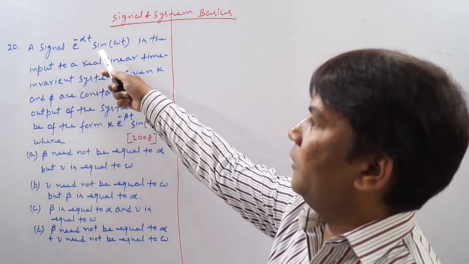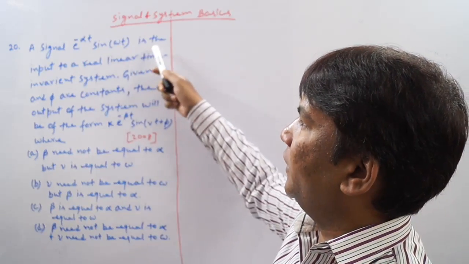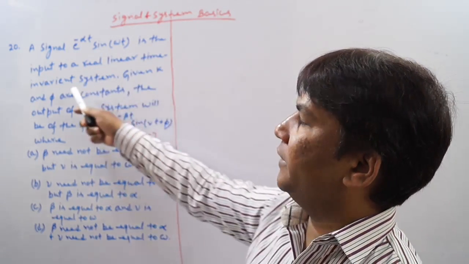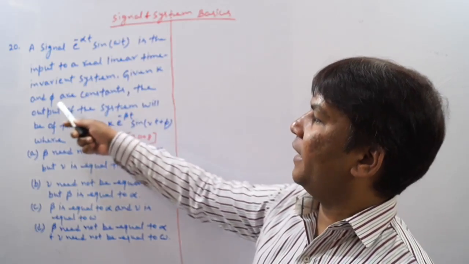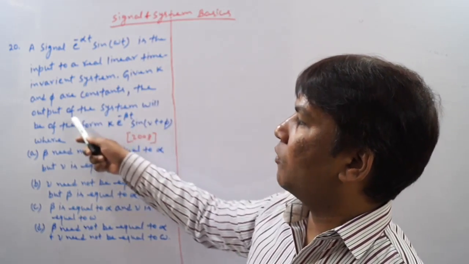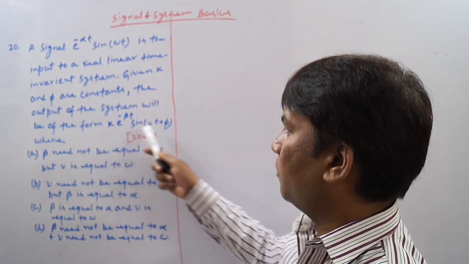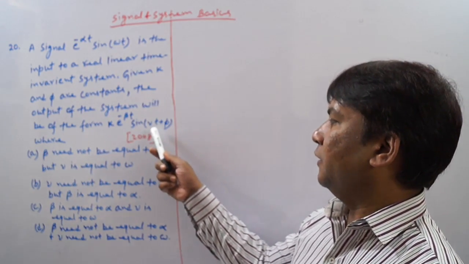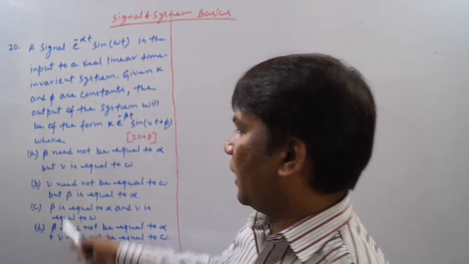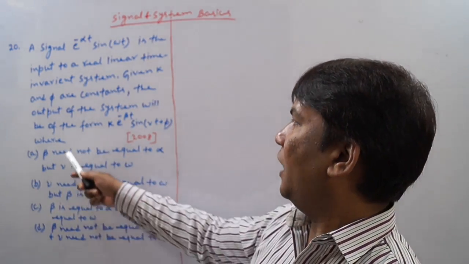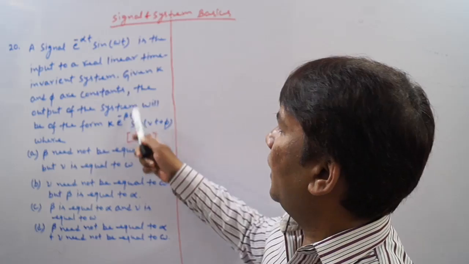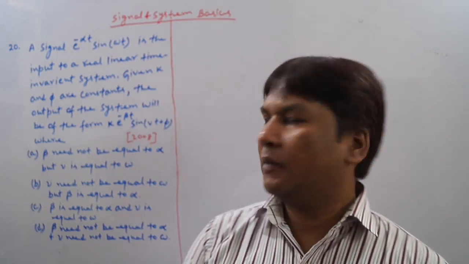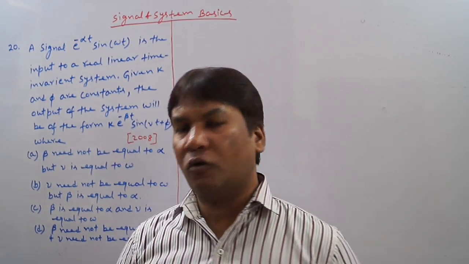A signal e to the power minus alpha t sin omega t is the input to a real linear time invariant system. Given K and phi are constants, the output of the system will be of the form K multiplied by e to the power minus beta t sin nu t plus phi, where there are four alternatives about alpha, beta, omega and nu. Which one of the given alternatives is correct? This question has been asked in GATE 2008.